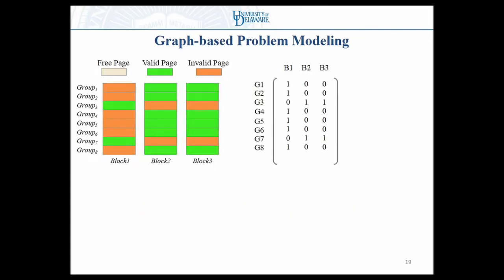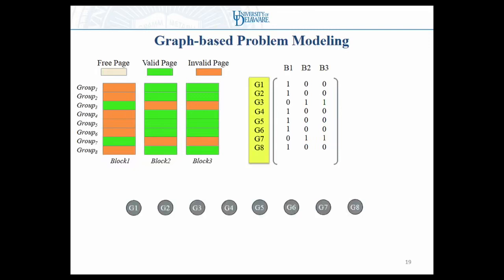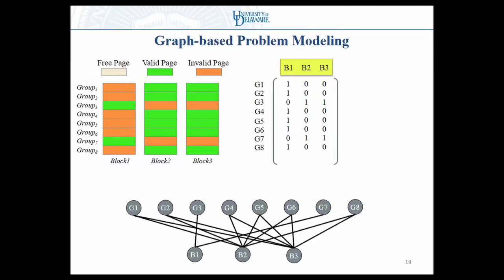So here, back to our matrix. What we did is, okay, let's have one vertex per each group in one set and one vertex per each block in the other set, and then we connect each node together. If you have a valid page, we are going to connect its group to its block, and I have to do the same thing for everything.